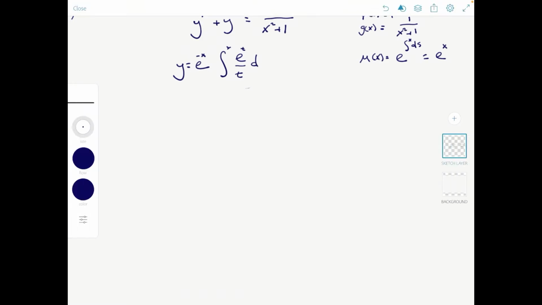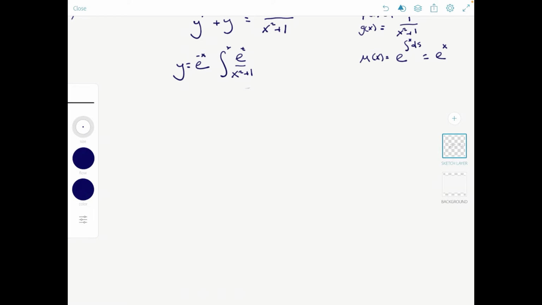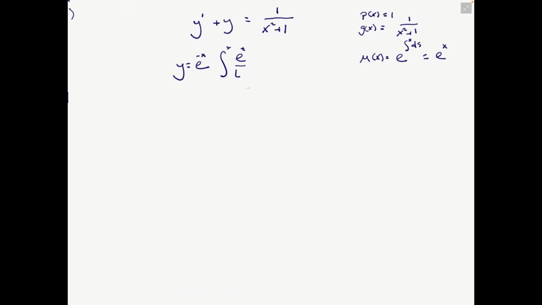Whoops, what am I doing? That's g of x. I'm sorry. I'm really kind of screwing up here. t squared plus 1 dt plus c e to the minus x. That's our solution. The only problem is now that we have this integral to solve.